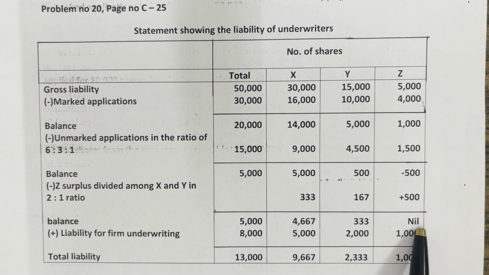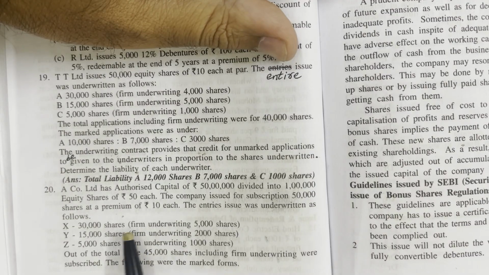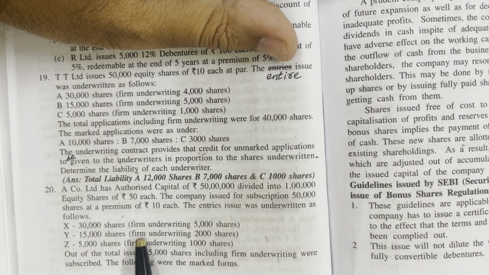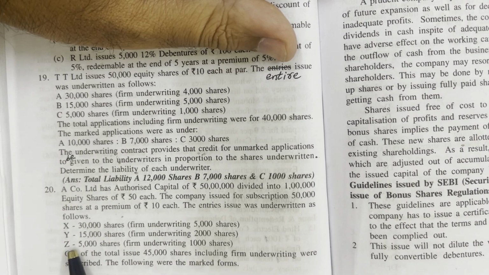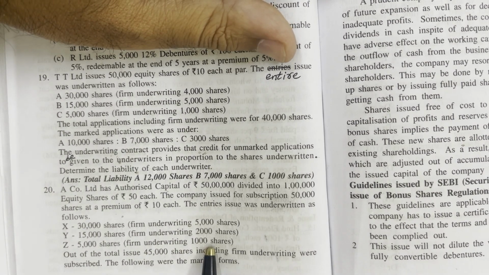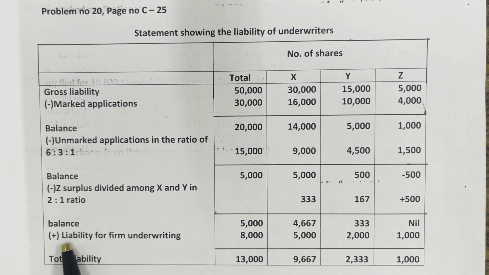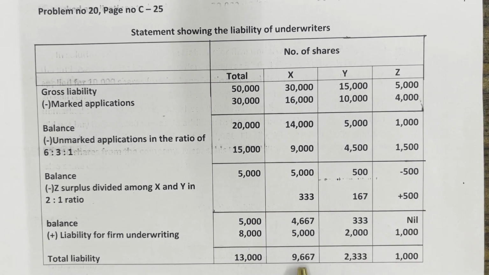To these values, we have to add firm underwriting shares. In the question it is given: for X, firm underwriting 5,000 shares; Y, firm underwriting 2,000 shares; Z, firm underwriting 1,000 shares. So if we add that liability of firm underwriting, then the final liability of X is 9,667 shares he has to buy. Y has to buy 2,333 shares. Z has to buy 1,000 shares.